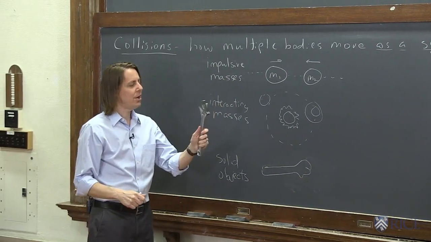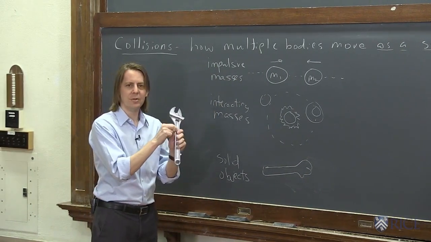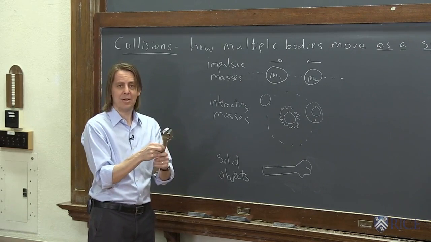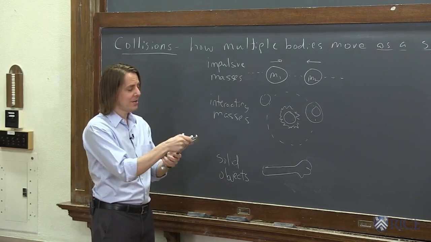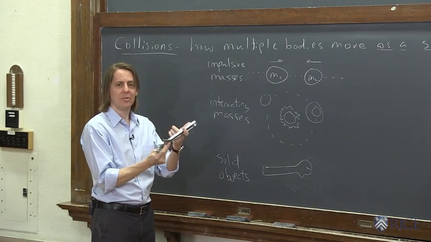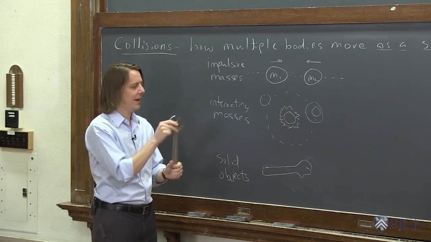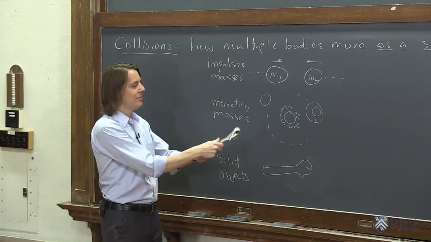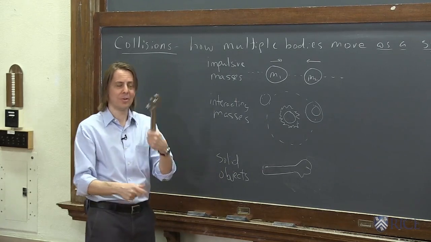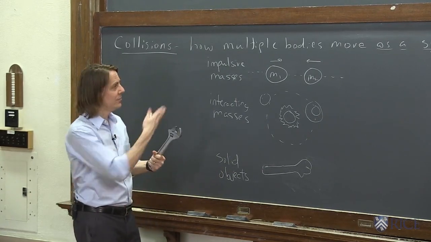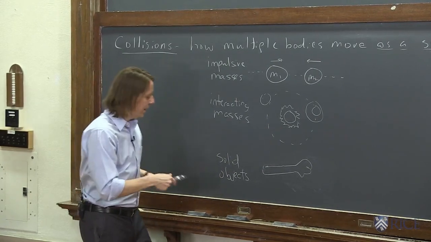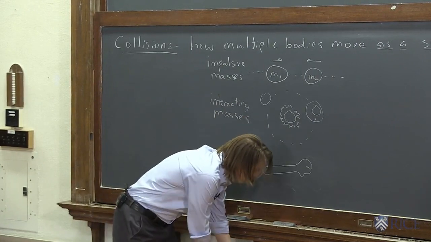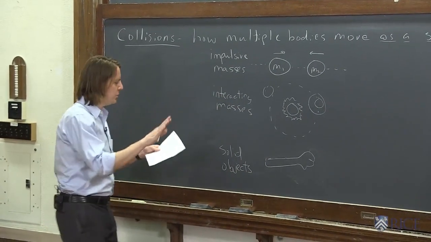A wrench, a solid object, is really a collection of little individual atoms held together by chemical bonds. But you can actually think of that as a bunch of little elements all interacting and acting as one object. This is the easiest one to think about because you think of a solid object as a single particle or a single mass.